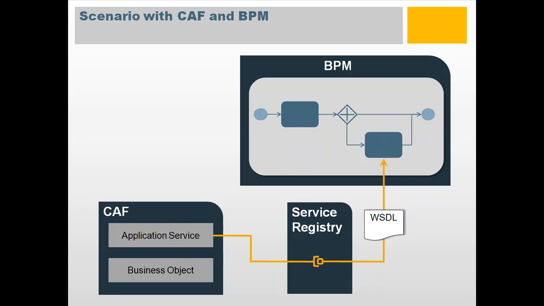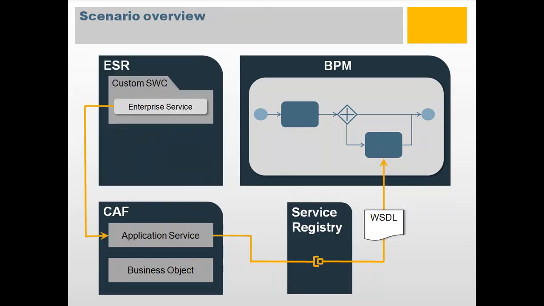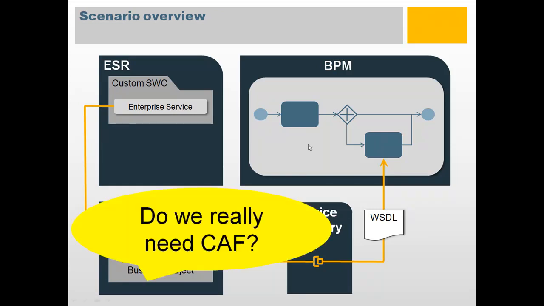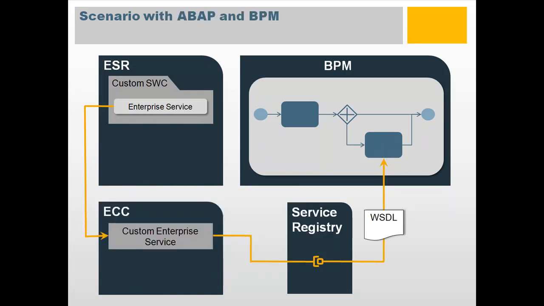Now let's go back to our scenario. The next question we can ask ourselves is, do we really need CAF? We used CAF to create a service provider implemented in Java, but just as well we can use ABAP to create a service provider. So here we see another scenario in which we could implement the service provider in an R3 system, then publish it just the same in the service registry, and then use this web service in our custom BPM scenario.